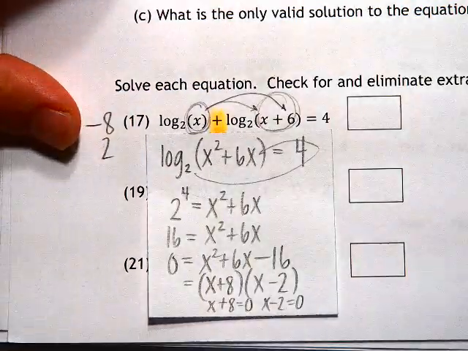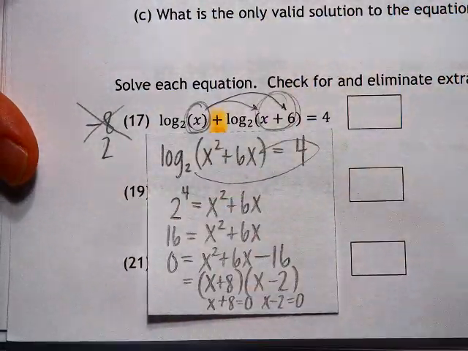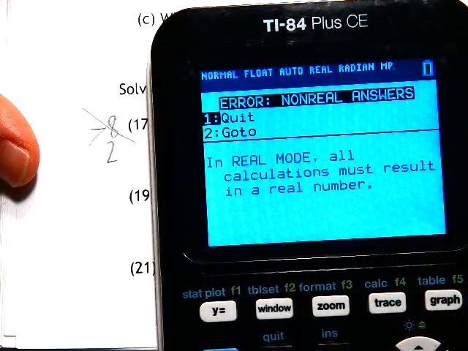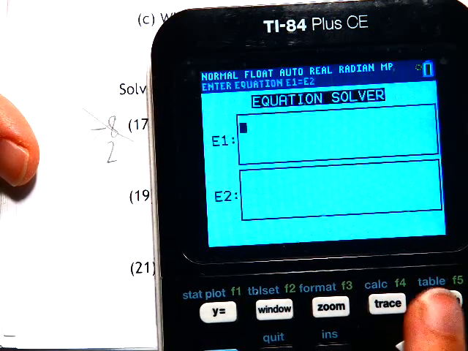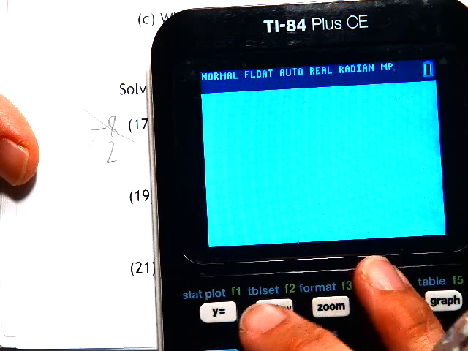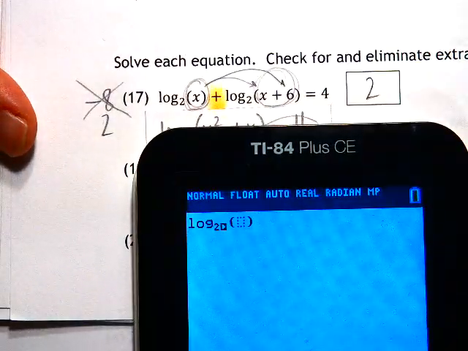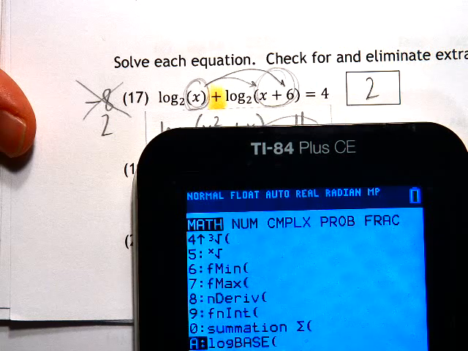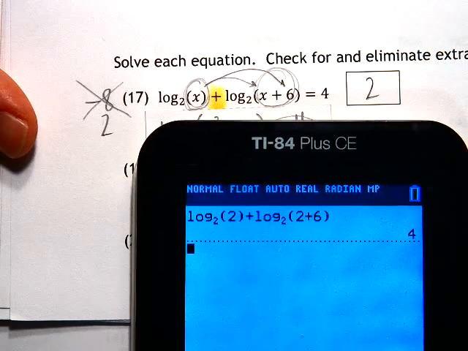Log base 2 of negative 8 won't work. So negative 8 is immediately out. We know that's not a legitimate answer. That must mean 2 is our legitimate solution. Now we shouldn't take for granted, we should check 2 just to be sure. So again, if you have access to such a device, this would be a helpful thing to try. Go to math, log base 2 of, and I'll plug in 2, plus log base 2 of 2 plus 6. And sure enough, we get 4. The original problem had a 4, so we know we're good to go.